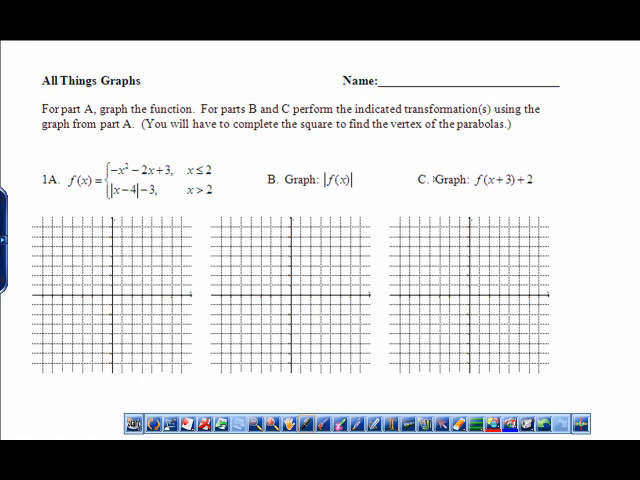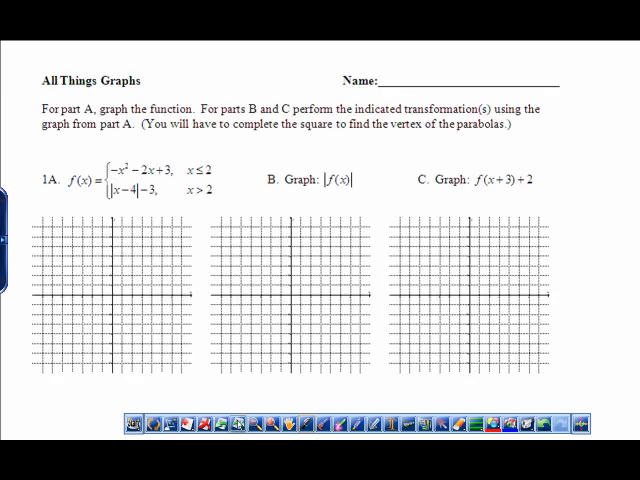Okay. So on number 1, when we're graphing this parabola, the first thing we need to do is to complete the square. Okay, so let's do that. And I'm going to do this on a separate sheet of paper, or separate slide. Okay, so I have y equals negative x squared minus 2x plus 3. Let me just do a quick check to make sure that was right.